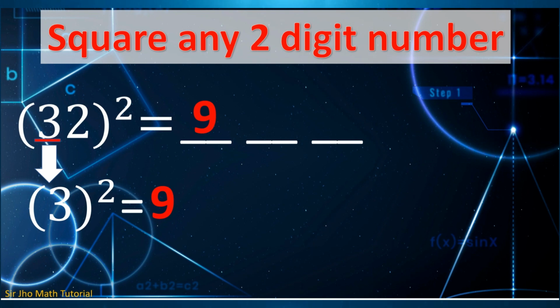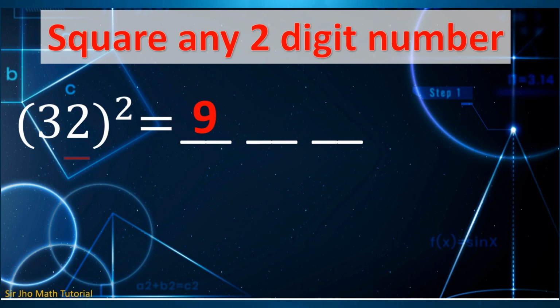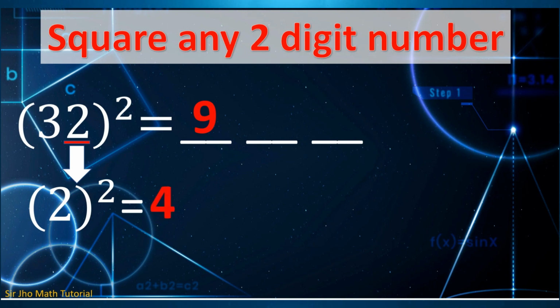Second is square natin ang second digit which is 2. So 2 squared is equal to 4. So yung 4 is ilagay natin sa last digit, sa last line. Then what happens sa middle?